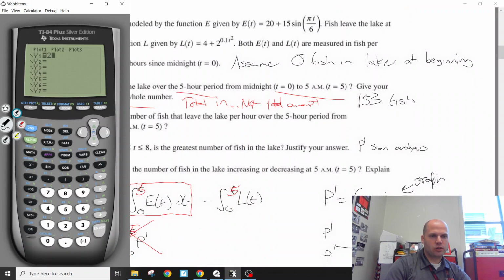Let's talk. First, let's do our P prime sign analysis. 20 plus 15 sine pi t over 6. That's E minus, use parentheses, L. Be very careful when typing anything in. This is as much a calculator challenge as it is the analysis of what you get. Type in things carefully. We're going 0 to 8, and we're going to zoom fit.